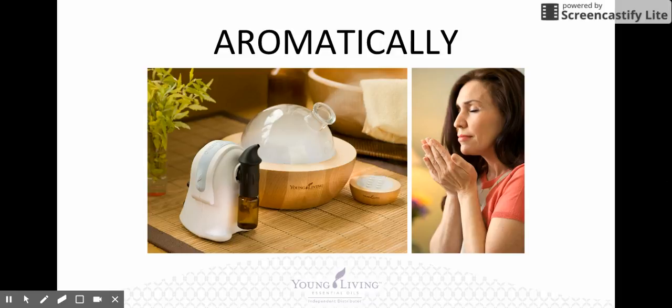Diffusion is another great way to use the essential oils aromatically, and this creates a fine aromatic mist. Diffusers allow you to create a spa-like atmosphere and enjoy the benefits of essential oils in any environment.